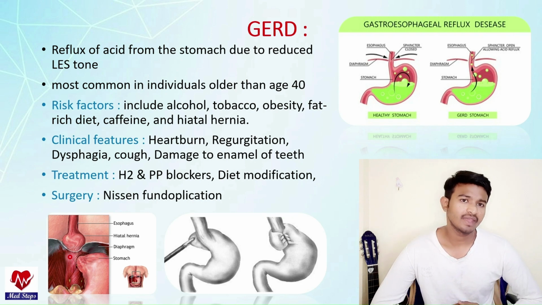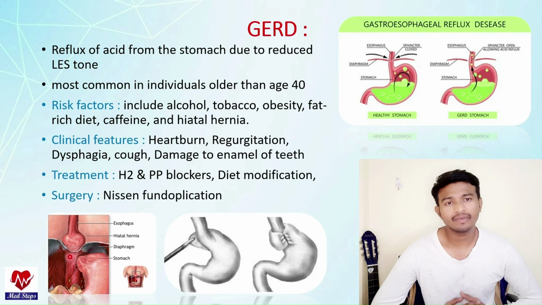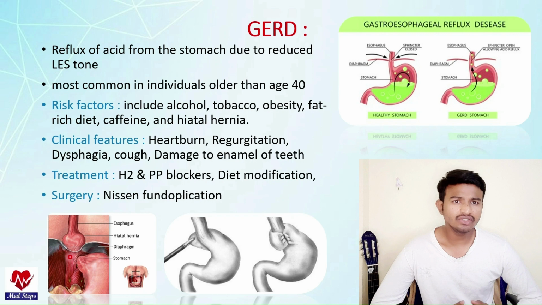Next, cough, laryngitis, wheezing, and damage of the enamel of the teeth we can see, because the acidic content is coming to the mouth, right? Then the enamel strength will be reduced. So in GERD, what complications can we see? Esophageal strictures. Then Barrett esophagus, which we will study later. Then afterwards adenocarcinoma will develop.